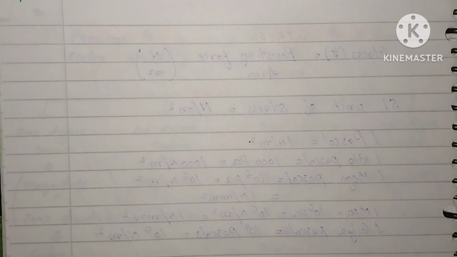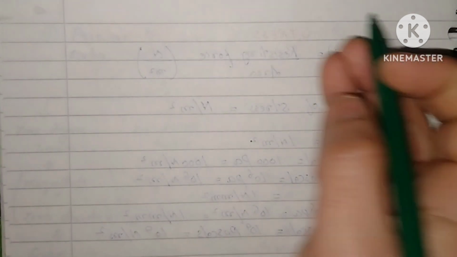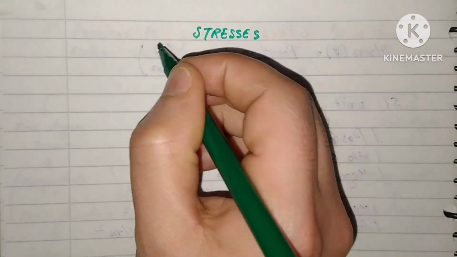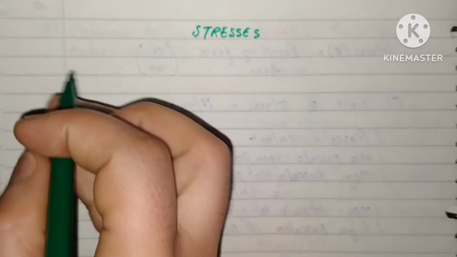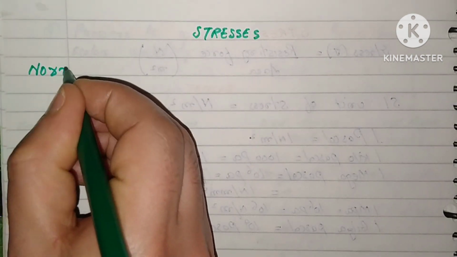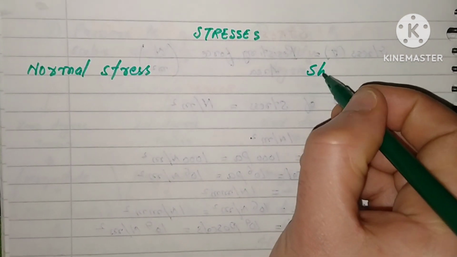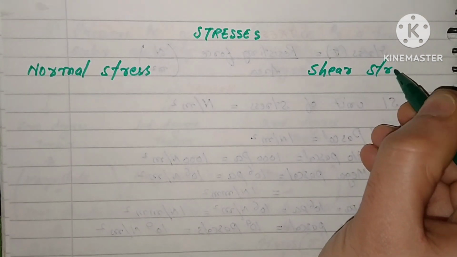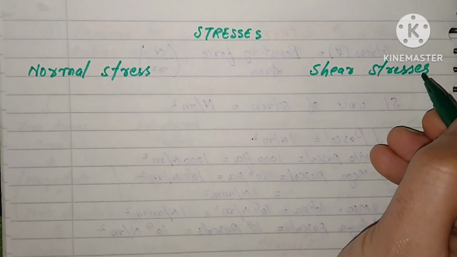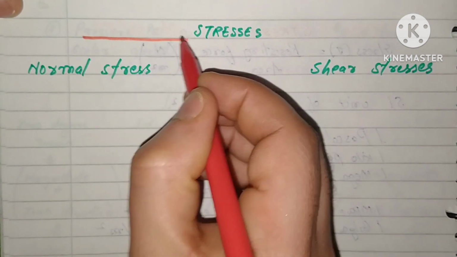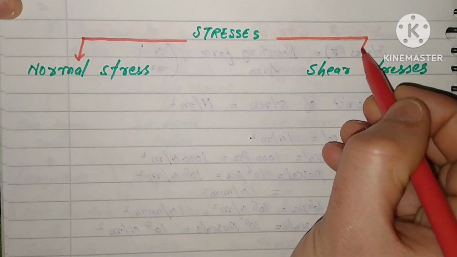Now we will discuss the types of stresses. Stresses are broadly classified into normal stresses and shear stresses. Normal stresses are those stresses which act perpendicular to the cross section, and shear stresses are those stresses which act parallel to the cross section. This is normal stress and this is shear stress.